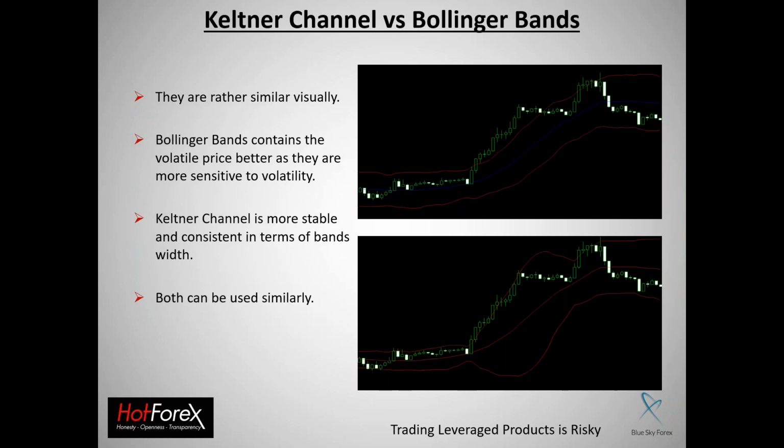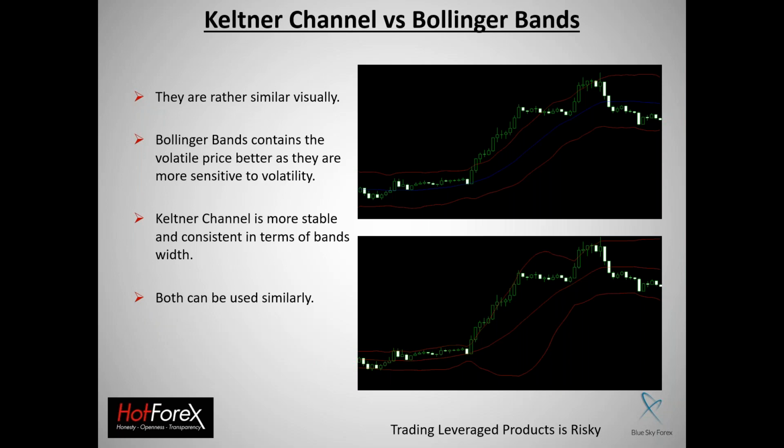So this is the same price activity. On the upper image, you have the Keltner channels, and on the bottom image, you have the Bollinger Bands. Now, you definitely see that there is a difference visually, right? Although, considering the three lines and the overall movement of the channels, they are rather similar.